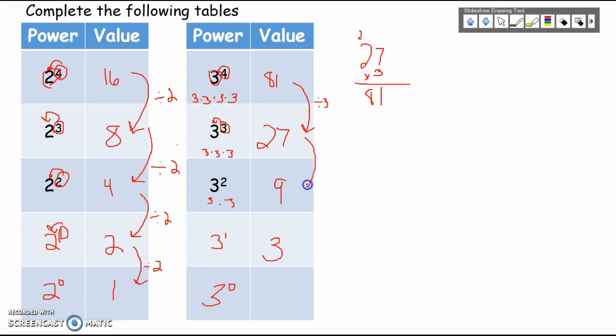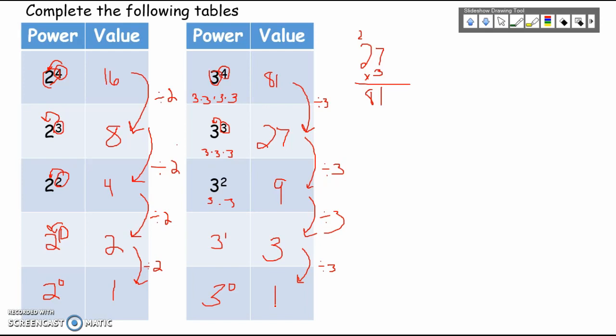That works. What's 27 divided by 3? Oh, it's 9. Oh my gosh, so far my pattern's working. What's 9 divided by 3? 9 divided by 3 is 3. So let's continue this pattern. 3 divided by 3. And oh my gosh, we get 1. So once again, it's showing that 3 to the 0 power is also equal to 1.